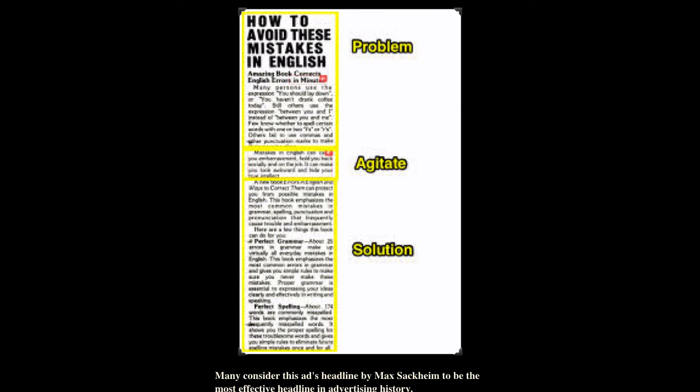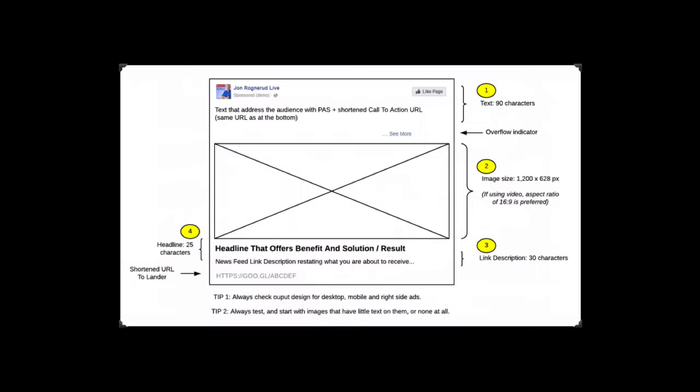And remember I talked about one of these classic ads. This was developed back in the day by Max Sackheim to be the most effective headline in advertising history. And this starts with calling out a severe problem. Now, you don't see all the detail. You can search in Google for this, but a great example of the problem, agitate, solution setup. And so in Facebook, you have a tremendous opportunity to do this.